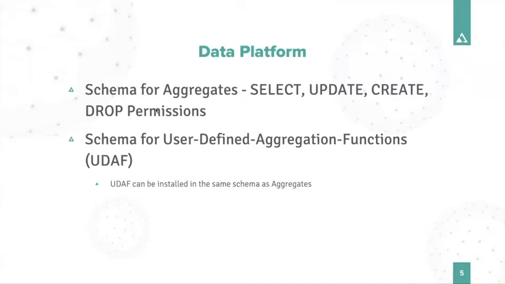These are HLL functions, which are internally used by aggregates for various reasons. Now, you can create a separate schema for installing these user-defined aggregate functions, or this UDAF can be installed in the same schema as the aggregate. So from a data perspective, AtScale will connect to your data warehouse or the backend system you have in place or in the cloud. But it is important for you to know that you will need at least one schema where AtScale will store the aggregates and the user-defined aggregate functions.